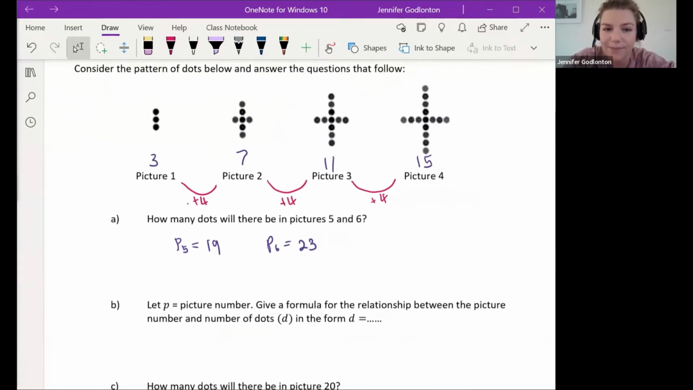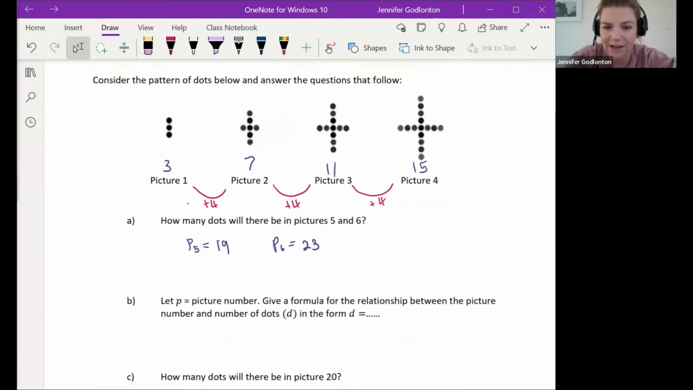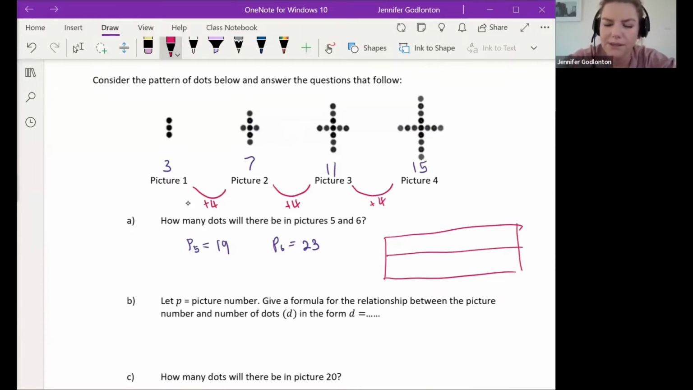Okay, so let's try and break this down a little bit. What we've got over here, I'm just going to draw you a little table just to try and help things. So we've got our picture number and then we have got our dots. Picture 1, we had 3 dots. Picture 2, we had 7 dots. Picture 3, we had 11 dots. Picture 4, we had 15 dots. And we know that our difference is 4.